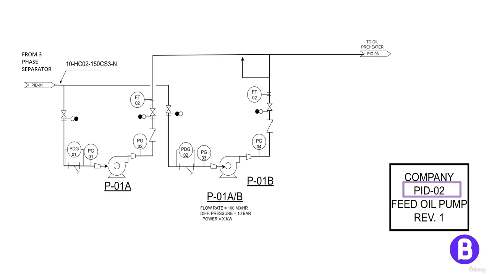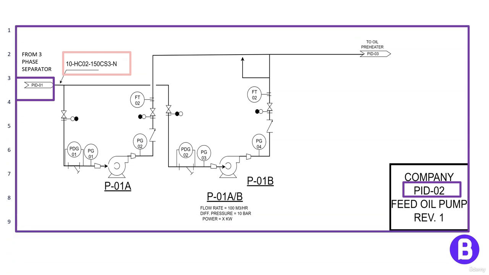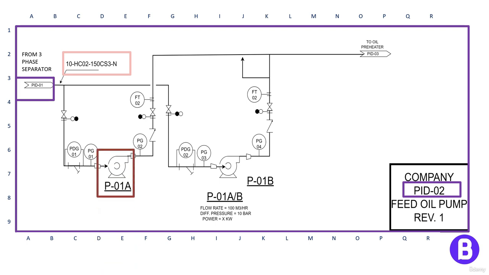So, if I open this drawing PID02, I should see this line with its number matching the number of PID01, which is here 10HC02. Finally, it happens in many P&ID drawings that we use grid systems. Through the grid system, it shall be easy to locate the component or an annotation in our P&ID. So if I want to point out to pump P01A, it can be shown here on grid E7.